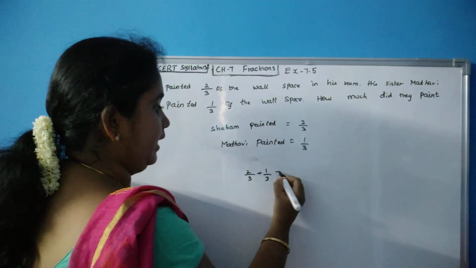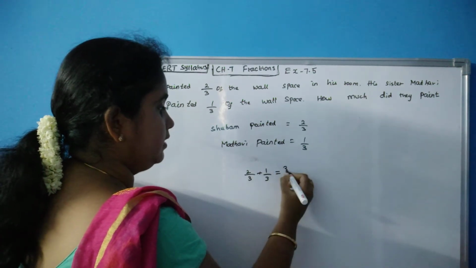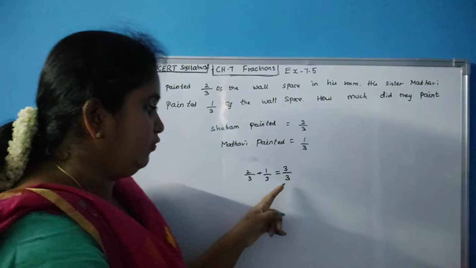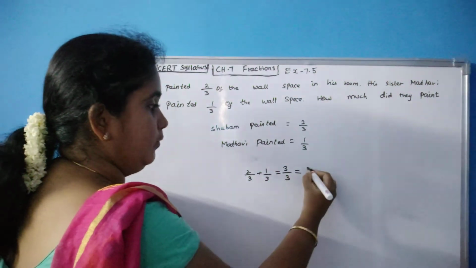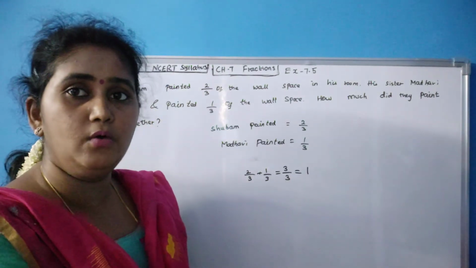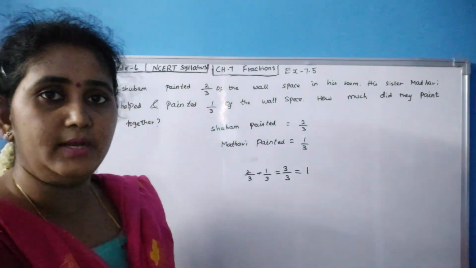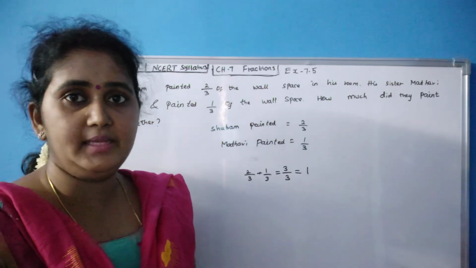Addition: 2 by 3 plus 1 by 3. Denominators are the same, so you can add the numerators. 2 plus 1 is 3 by 3. All 3 parts out of 3 are completed, which if you simplify is equal to 1. So they painted the whole wall completely. That is your answer.